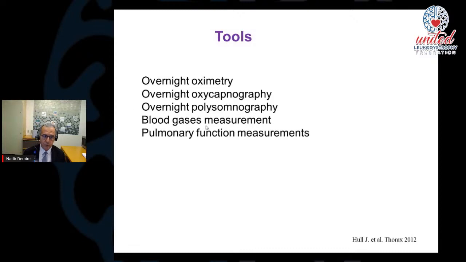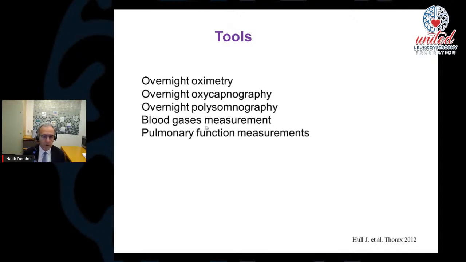For example, if you have dark skin, it may not be as accurate. Or if you have a hemoglobin problem, like sickle cell disease, again, it may fool you. It may give you falsely low numbers.